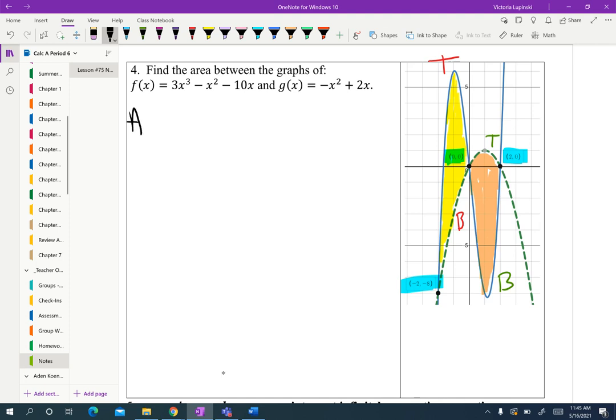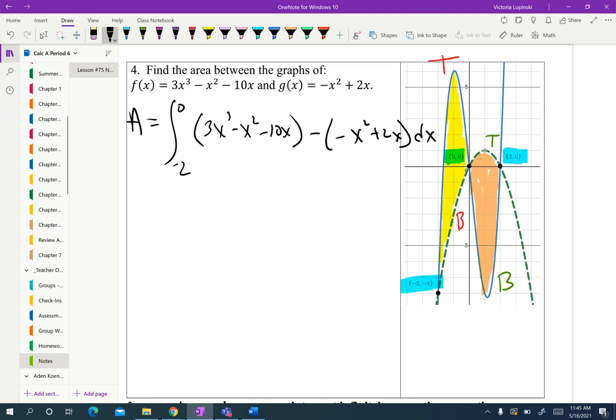So we're going to start by doing the yellow piece. The yellow piece is going to be the integration from negative 2 to 0, because those are the x values. Here, we're going to do top minus bottom. So the top curve is 3x cubed minus x squared minus 10x, minus the bottom curve, which is negative x squared plus 2x. And that whole thing really should be dx.